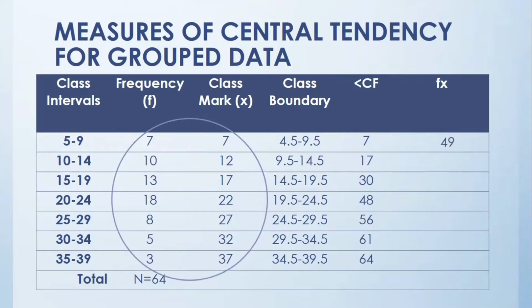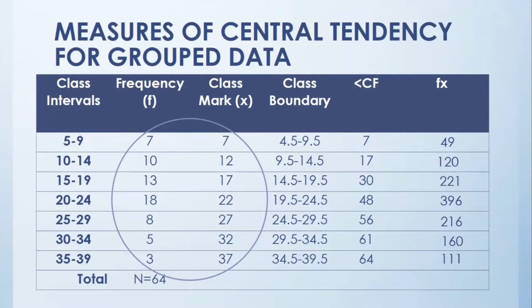49. Then for the second class, we're going to have 10 times 12, which is equal to 120, 13 times 17, which is equal to 221, 18 times 22, which is equal to 396, 8 times 27, which is equal to 216, 5 times 32, which is equal to 160, and 3 times 37, which is equal to 111. So remember, fx column, we're just going to multiply the frequency and class mark of each class.